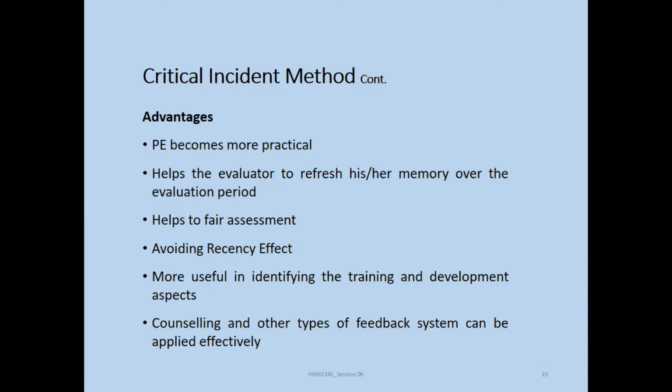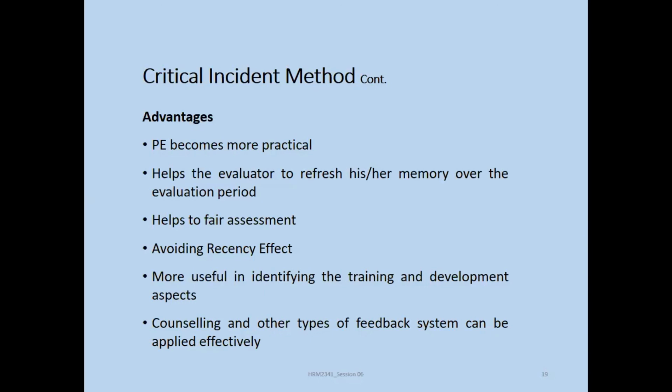It is also more useful in identifying training and development aspects, because we allocate separate space for each and every employee. If we allocate separate space for specific employees, we can go through the selected part. By reading those critical incidents, we can identify their training needs. Most of the time they are doing wrong things because of a lack of job knowledge. Then we can decide to arrange a training program to give that knowledge.